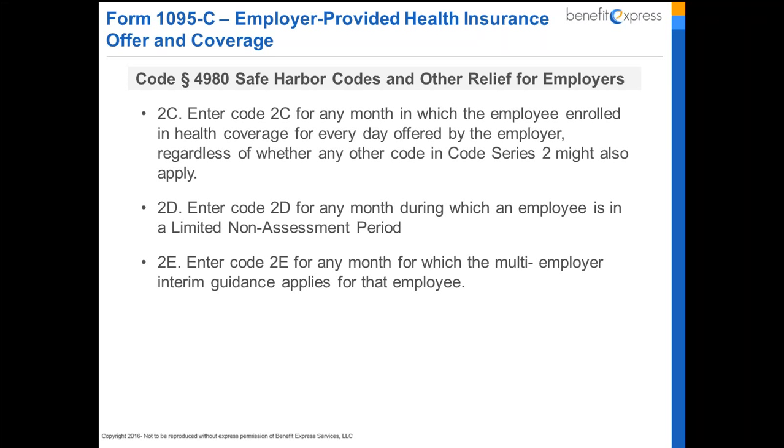Another popular code is 2D. 2D is used if you're in a waiting period or in a measurement period. So in that prior example, that person asked me about somebody who became full-time because the stability period started in December. From January through November, for those employees in a measurement period, you would use 2D.